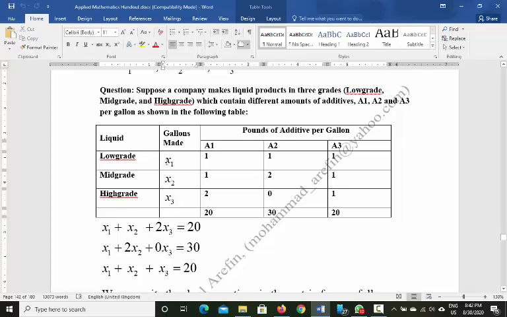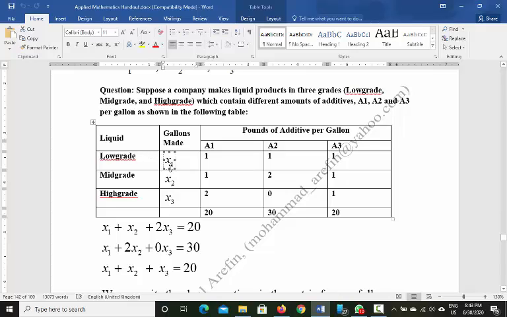Let us assume that we will produce x1 gallons of low grade liquid, x2 gallons of mid grade liquid, and x3 gallons of high grade liquid. You can assume it as x, y, z also, right? You can assume it like anything. So these are the three variables we need to find out.